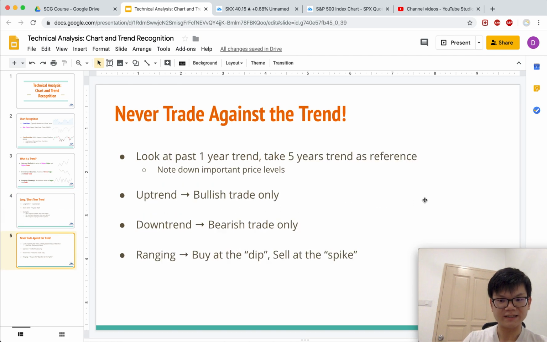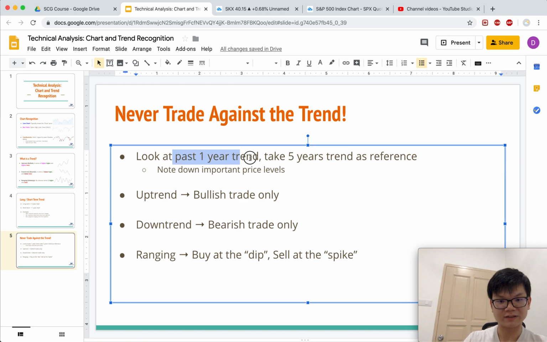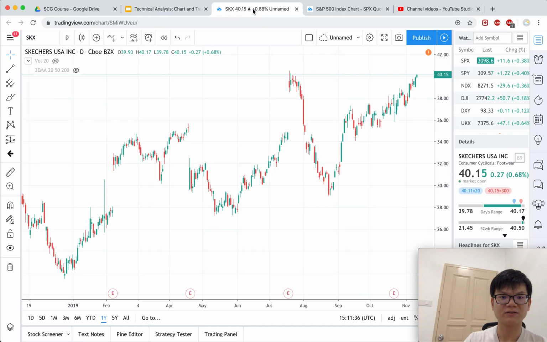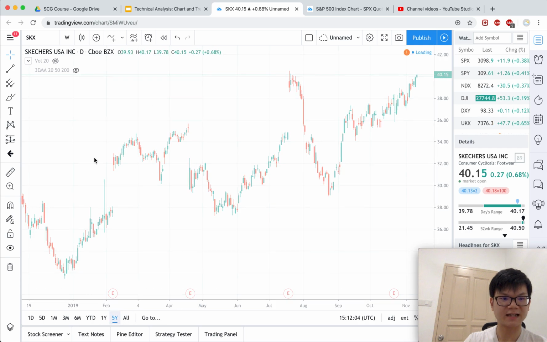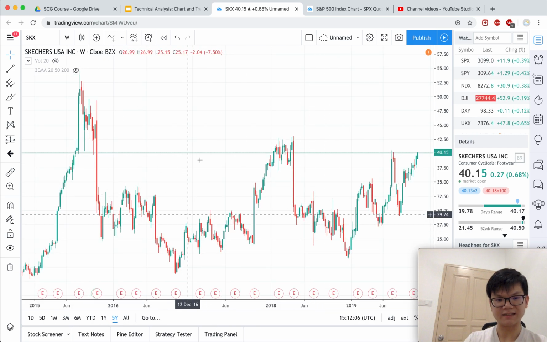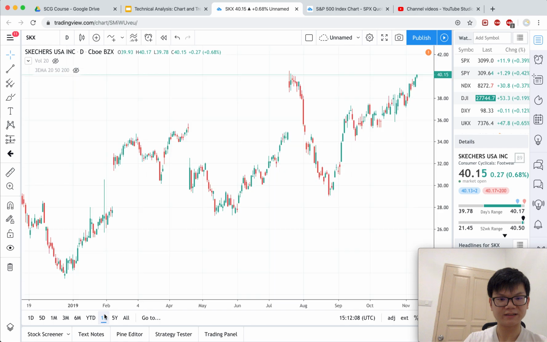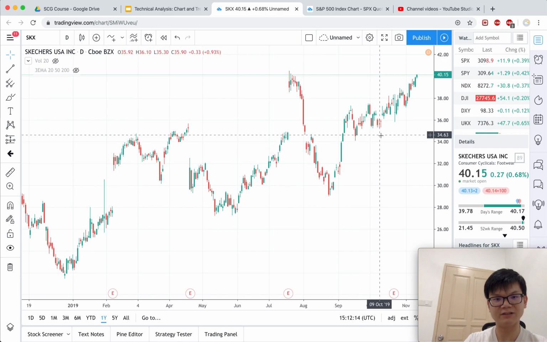So the final thing is we don't want to trade against the trend. So we look at the past 1 year trend, and then we take 5 years trend as a reference only. We take 5 years as reference, but we mainly look at the 1 year trend, the current trend. So for example, this SKX is a ranging stock, but in the past 1 year, it is an uptrend. So I will take a bullish trade on this stock. I will not take a bearish trade.